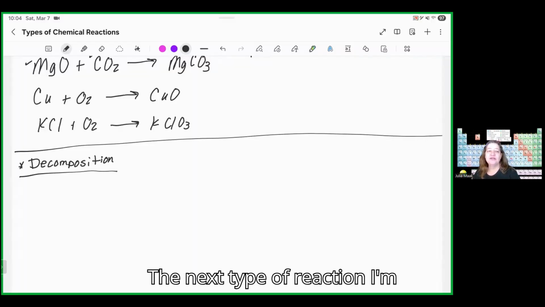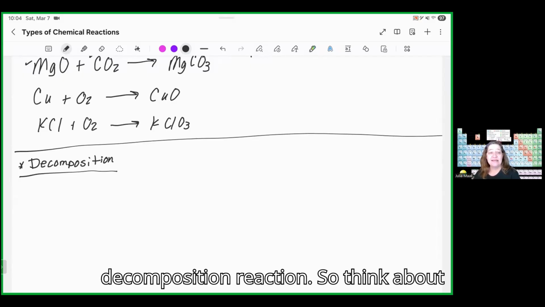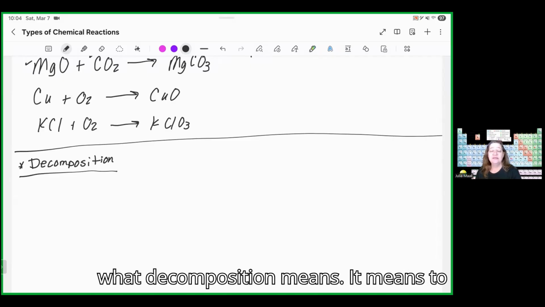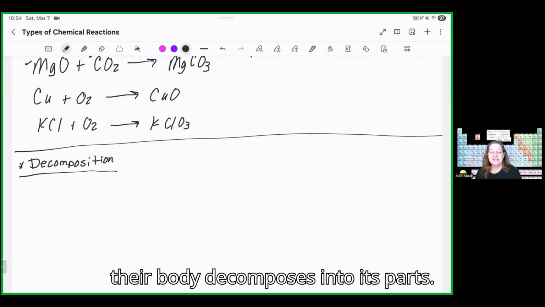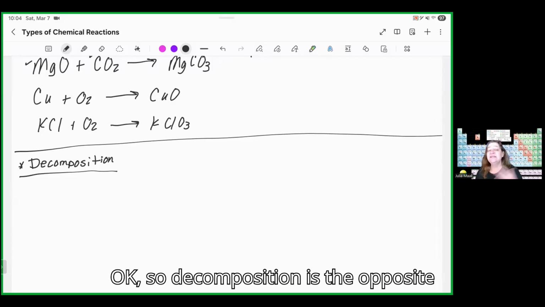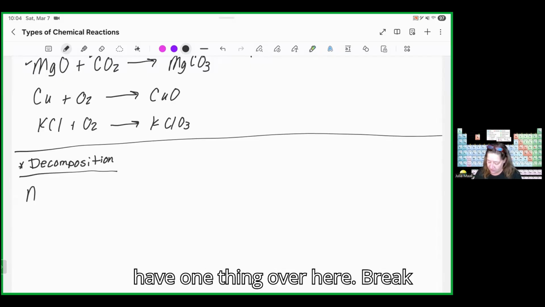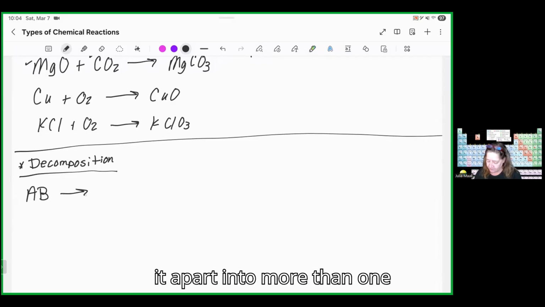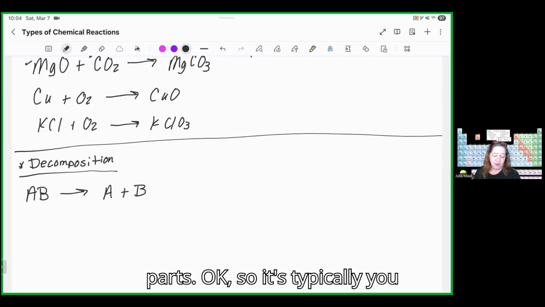The next type of reaction I'm going to talk about is a decomposition reaction. Think about what decomposition means. It means to break apart. If somebody dies, their body decomposes into its parts. So decomposition is the opposite of the combination. In decomposition, you have one thing over here breaking apart into more than one thing. It's decomposing into its parts.